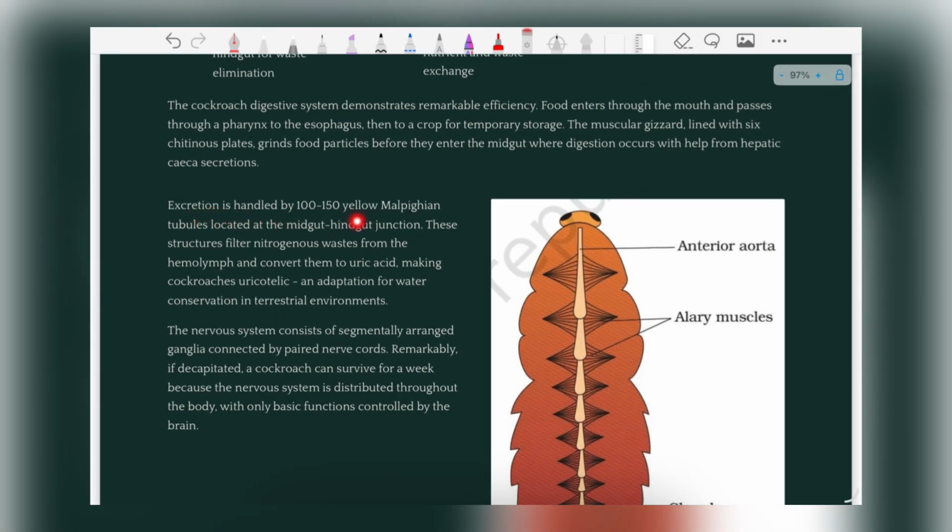Excretion is handled by 100 to 150 yellow Malpighian tubules located at the midgut-hindgut junction. These structures filter nitrogenous waste from the hemolymph and convert it to uric acid, making cockroaches uricotelic, an adaptation for water conservation in terrestrial environments.